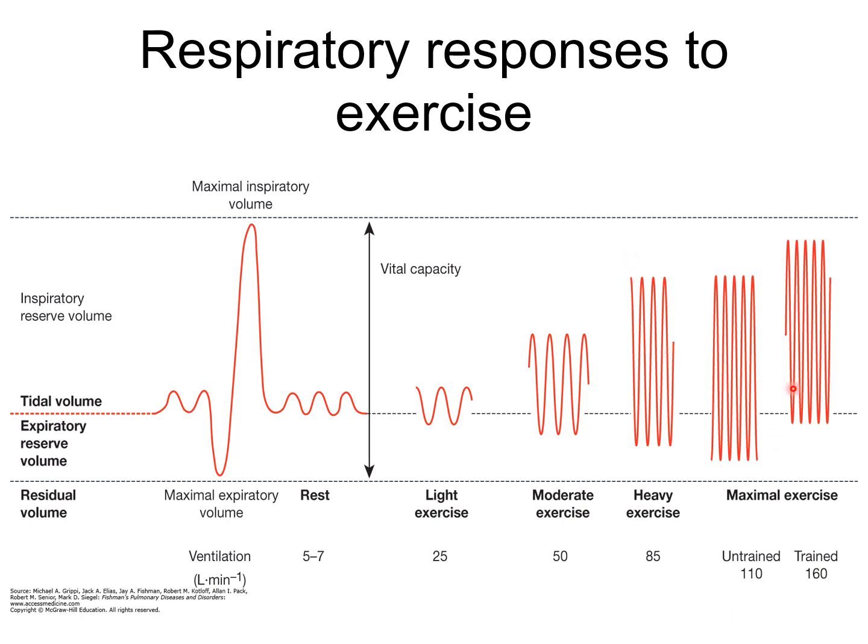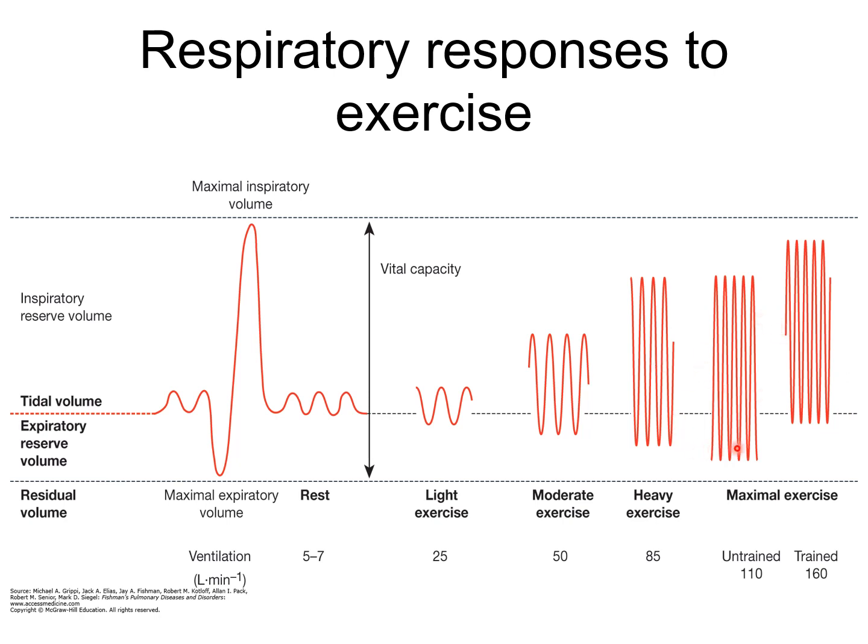Now when we look at trained and untrained, so again these are both at maximal exercise. Untrained maximal ventilation is around 110 litres per minute compared to around 160 litres per minute in trained, and in endurance trained athletes that could be slightly higher still, around 170, 180 litres per minute. But there is a difference in the profile of these different volumes.